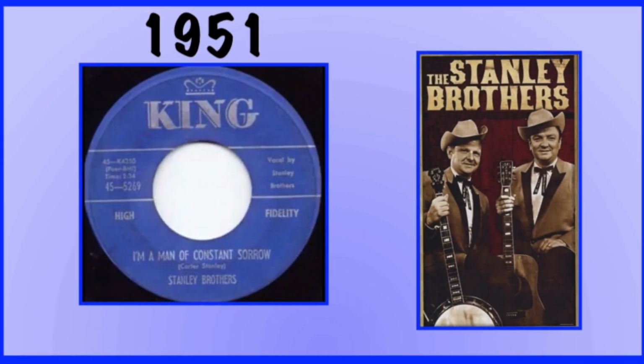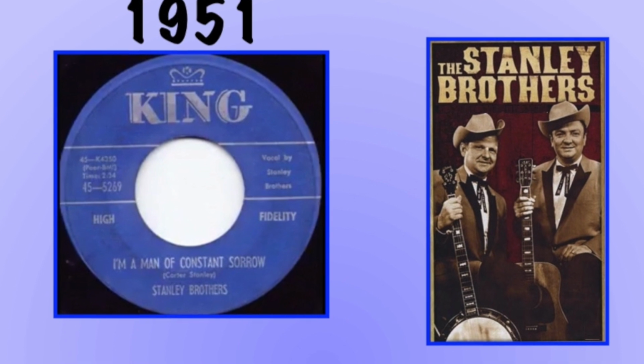The melody we will be working with is the song Man of Constant Sorrow. It was first recorded in bluegrass by the Stanley Brothers back in 1951. You can see they gave Carter Stanley songwriting credits, but that's not the case. It's a traditional song that dates back at least to 1913.